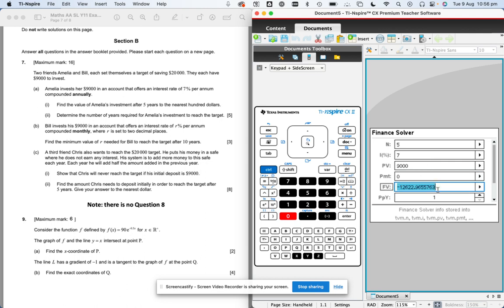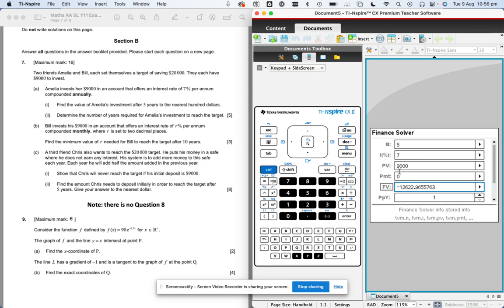Press enter. And it's a bit weird. It gives us a negative here, which you can basically ignore for this kind of problem. So it's 12,622 point blah blah blah. It does say here to the nearest $100. So it's going to be minus $12,600 as the final value, but you would write $12,600.